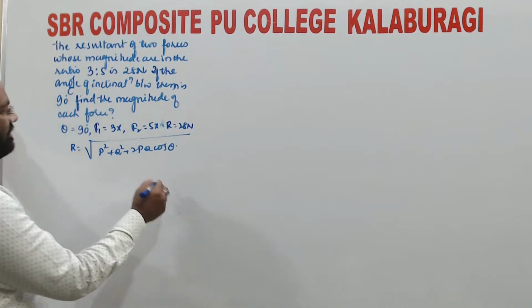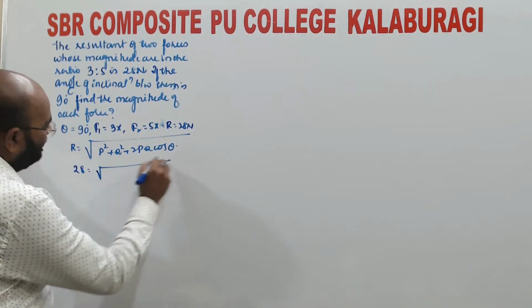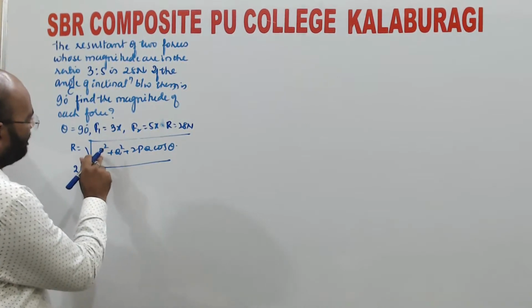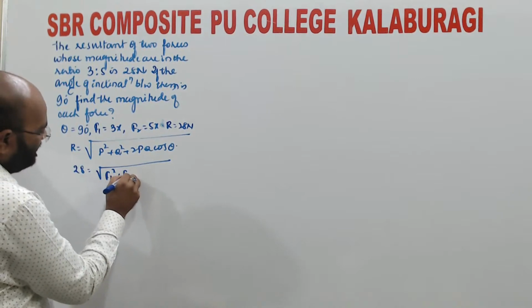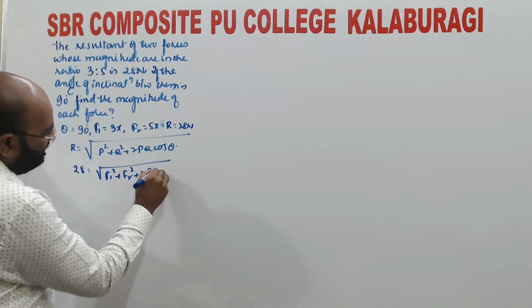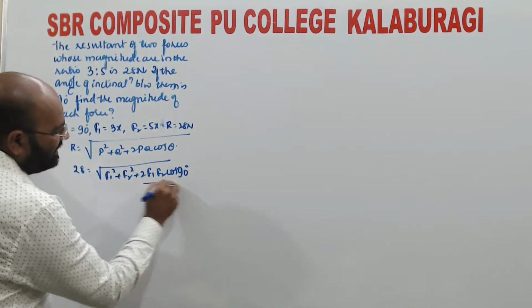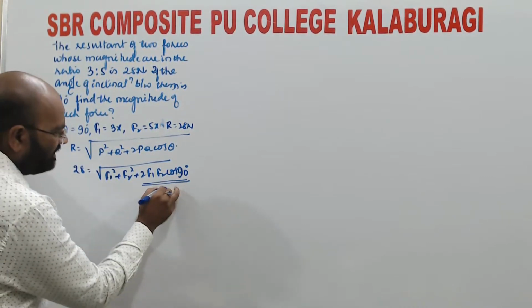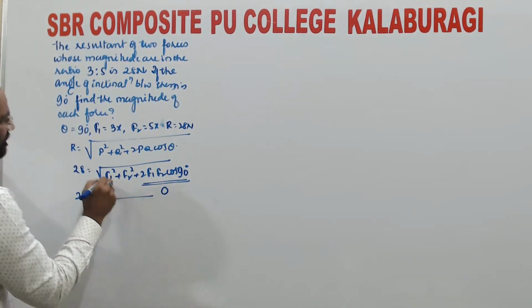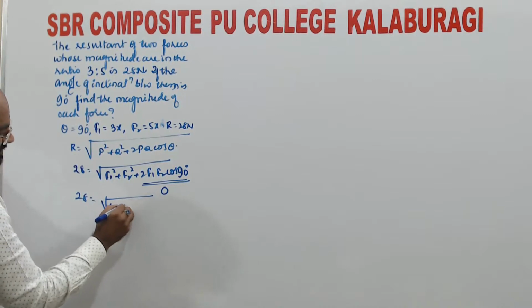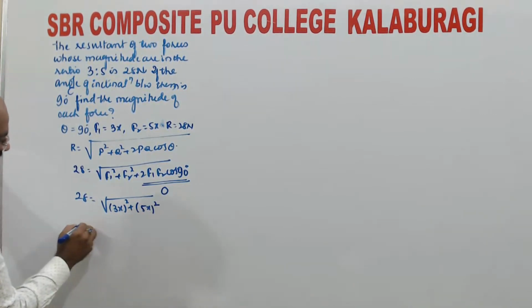And here, remember cos 90 is 0. The resultant 28 Newton is equal to the square root of F1 square plus F2 square plus 2 times F1 F2 cos theta. Theta means 90 degrees, cos 90 is 0, and 0 times anything gives 0. Therefore 28 is equal to the square root of F1, which is 3 times x whole square, plus 5 times x whole square.